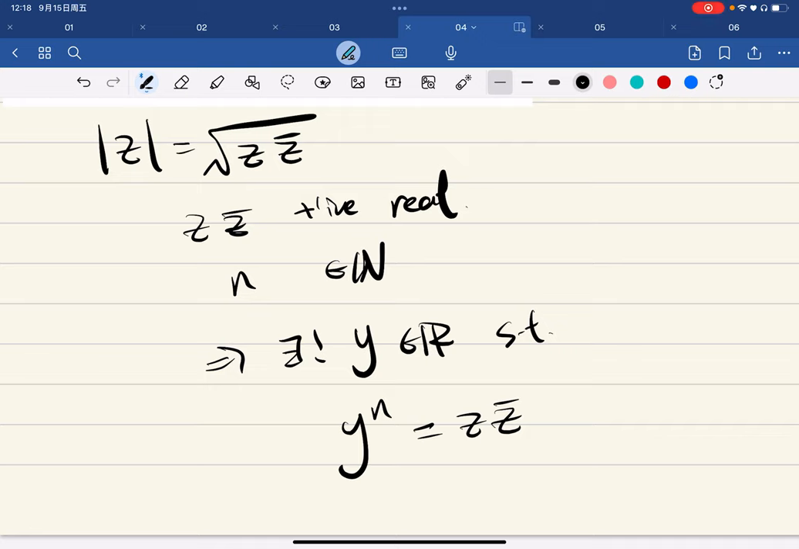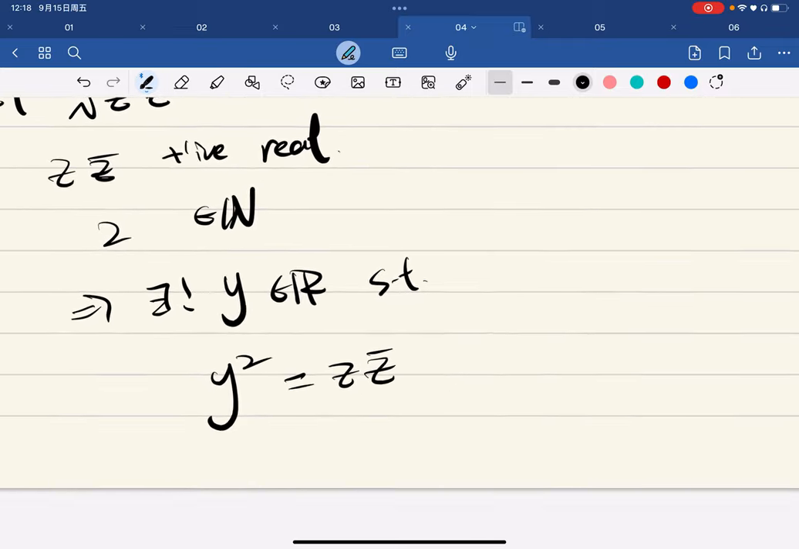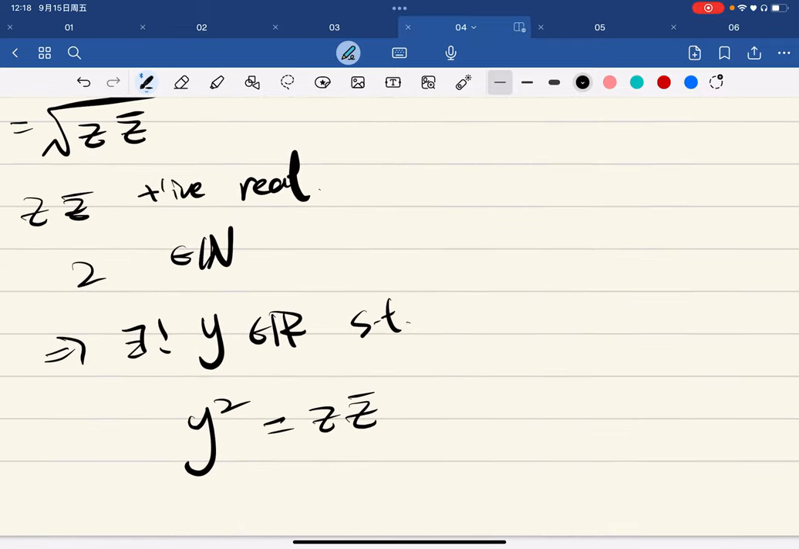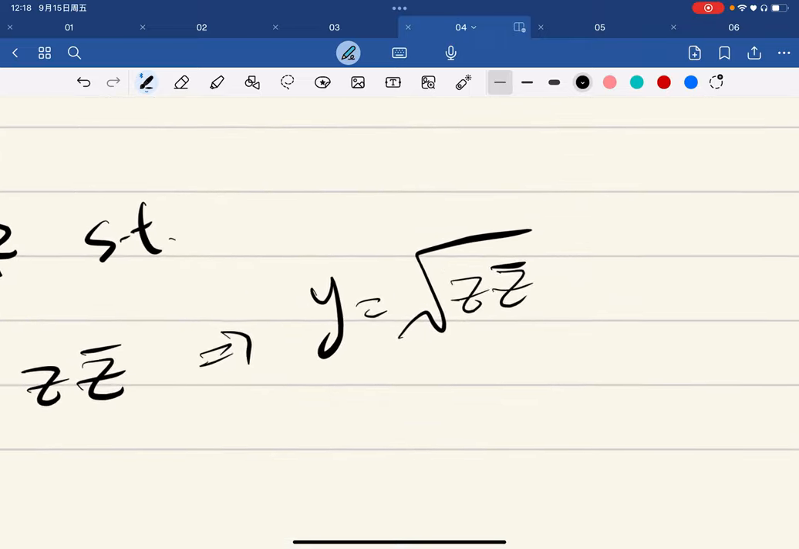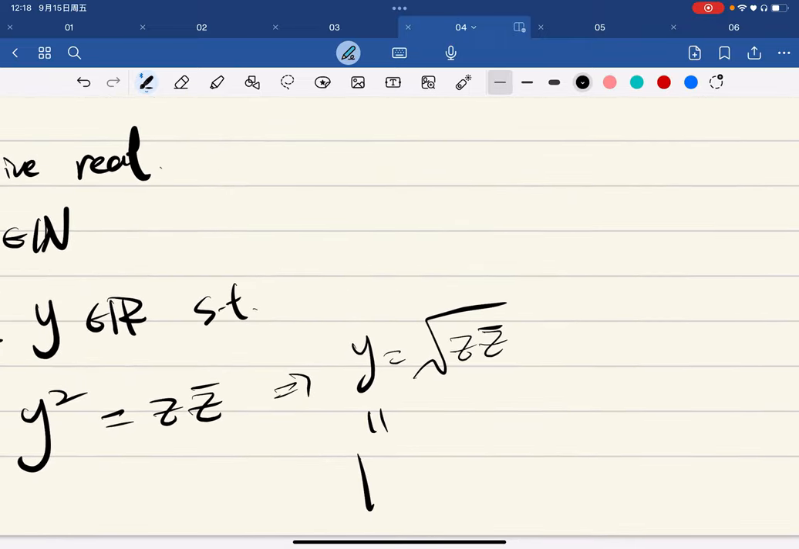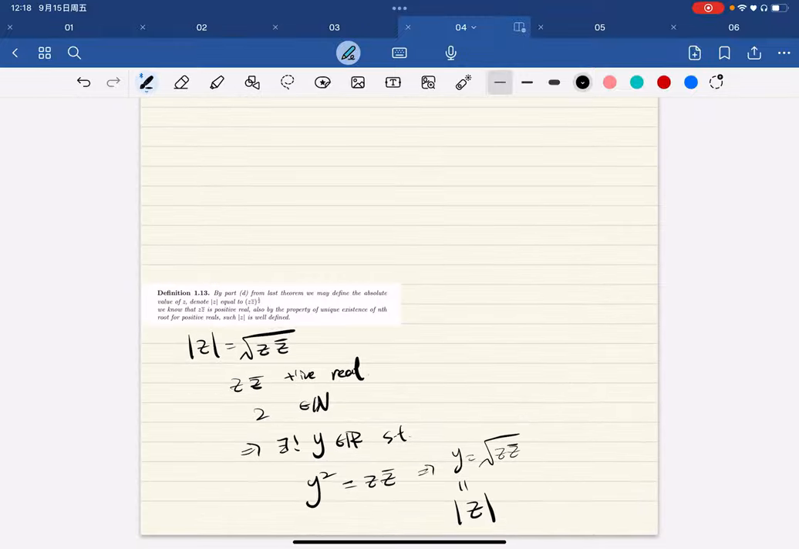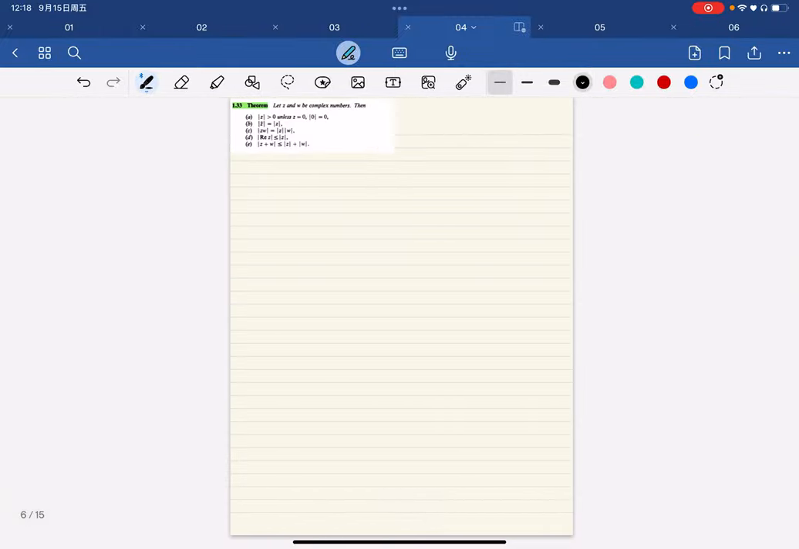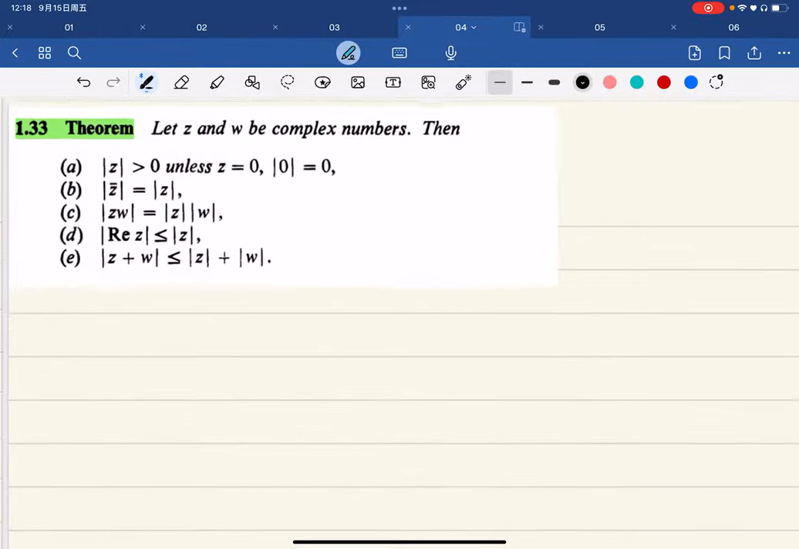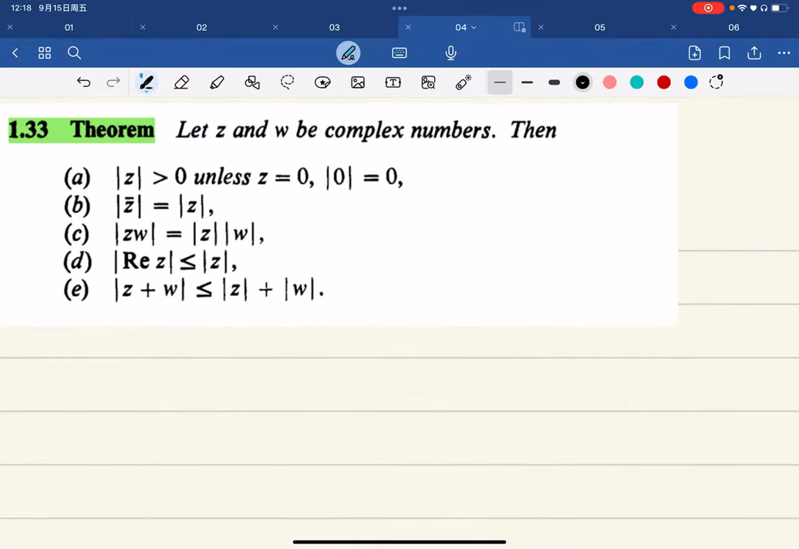So in particular, when n is equal to 2, we have y squared equals z z bar. This real exists, so we can define it like this. And we denote this y as the absolute value of z, right? And we look at properties of norms. Here they are, but I'm only going to prove D and E.